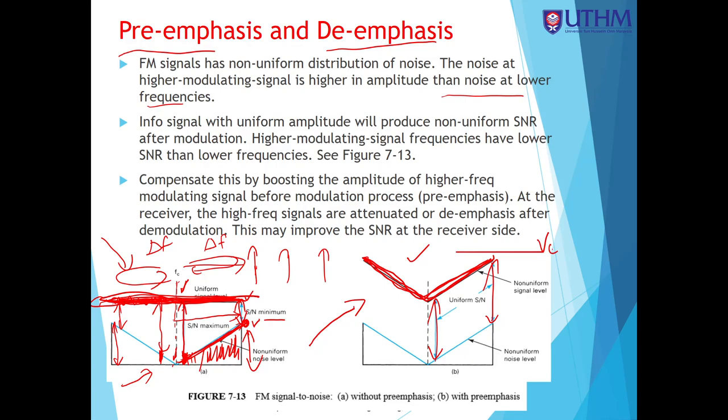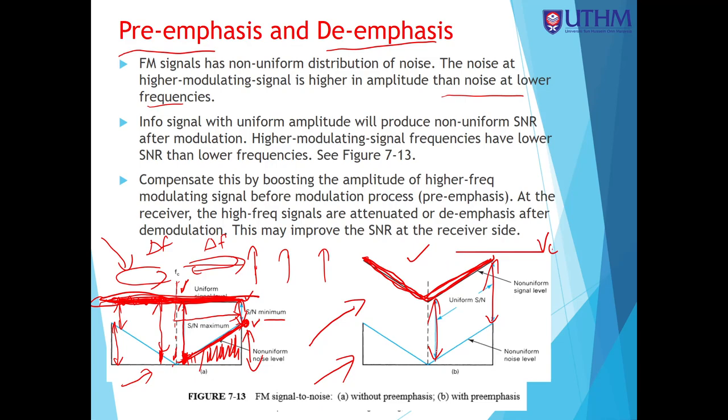But what we want to do is the pre-emphasis and de-emphasis process as shown in the right picture, picture di sebelah kanan, where we want to increase the amplitude of the FM signal accordingly. The higher the input frequency that we use, the more we need to increase the amplitude of the FM signal. Lagi besar input frequency yang kita gunakan, kita perlu gandakan amplitude FM signal lebih besar. So the higher the input frequency, the higher we need to increase the FM signal level.